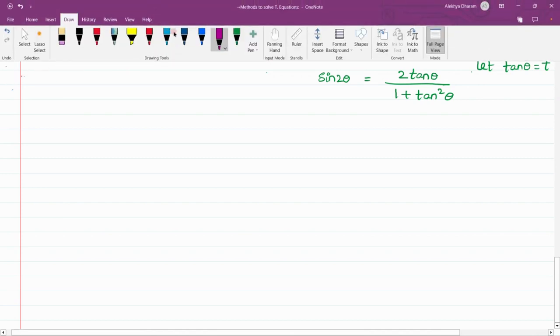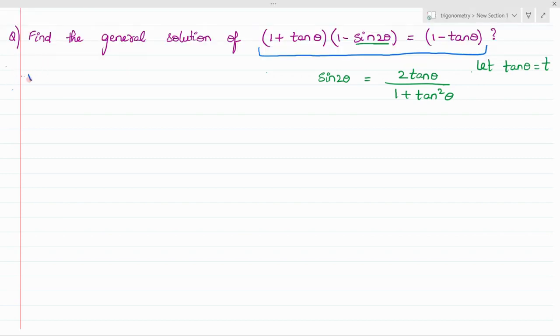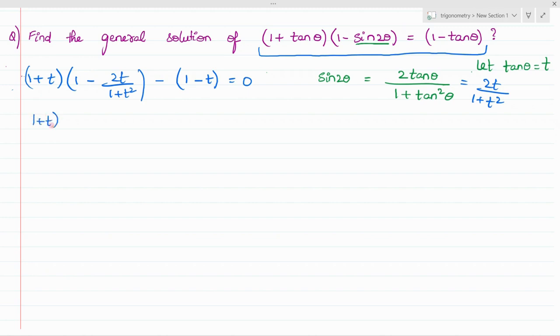So we can write it as 1 plus tan theta is nothing but 1 plus t, and 1 minus sine 2 theta becomes 1 minus 2t by 1 plus t square. So just write as it is and bring this 1 minus tan theta on this side. It becomes 1 minus t is 0. So just do LCM over here, that is 1 plus t square minus 2t by 1 plus t square, times 1 minus t.